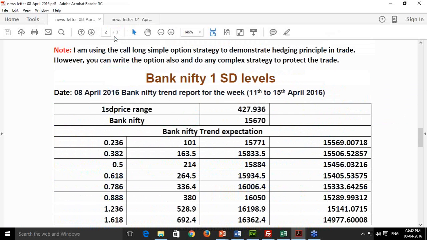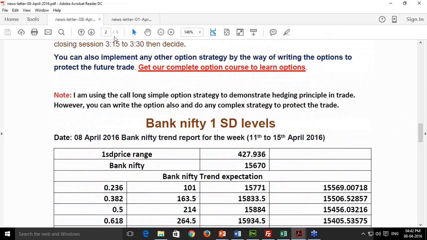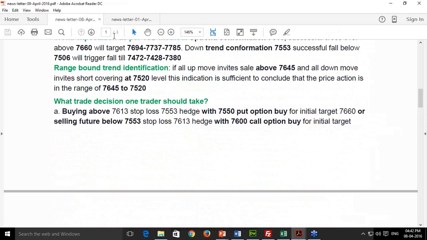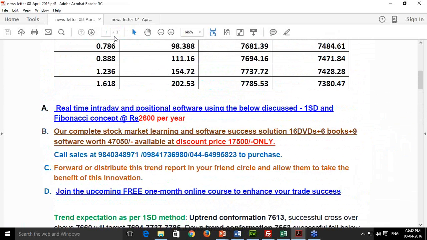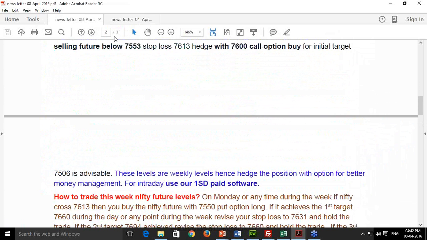This week's levels I have already discussed. Real-time estimation of volatility is taken, the last traded price is taken, and based on this the projection is done. These are the weekly levels, and they must be hedged, and intraday levels will be quite different. And if you are a user of our 1SD software, then you can get the intraday levels quite accurately.